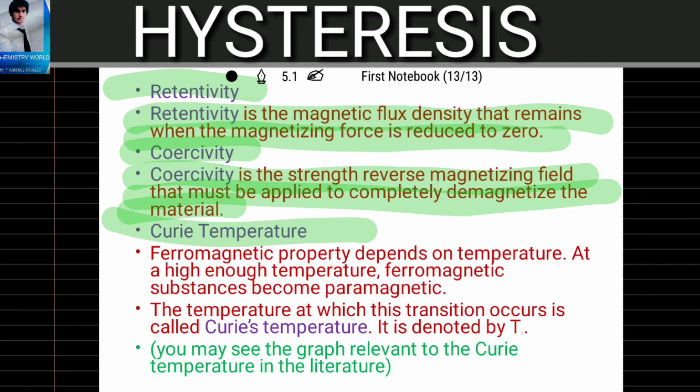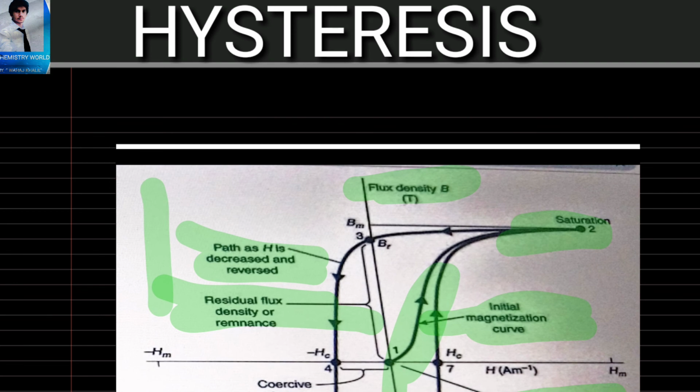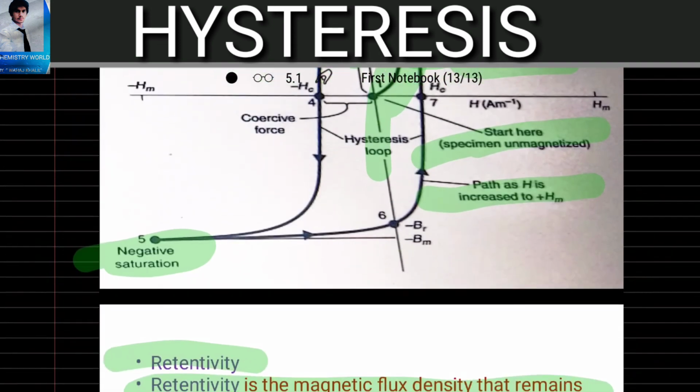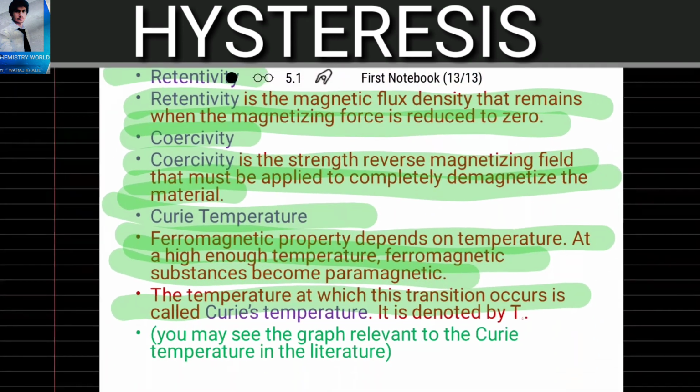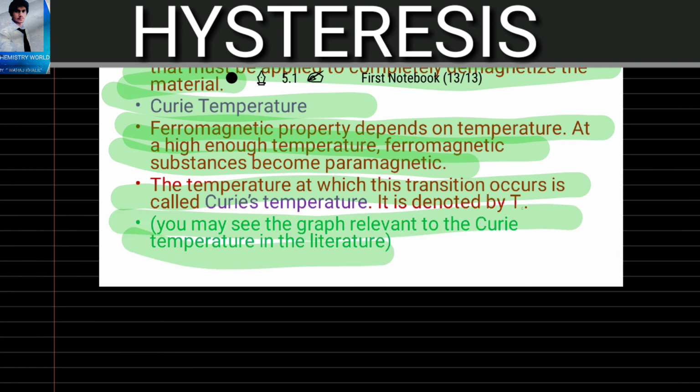Curie temperature. Ferromagnetic properties depend on temperature. At a high enough temperature, ferromagnetic substances become paramagnetic. The temperature at which this transition occurs is termed as the Curie temperature and it is denoted by T. You may also see the graph relevant to Curie temperature in the literature.